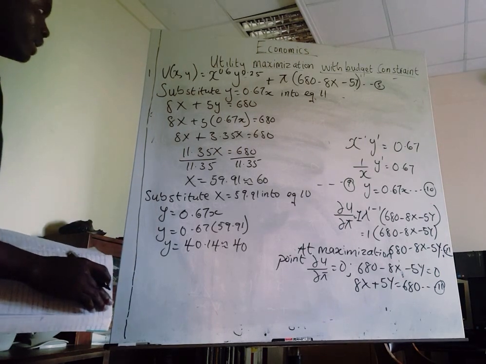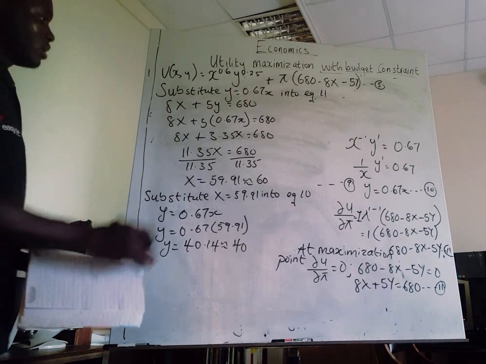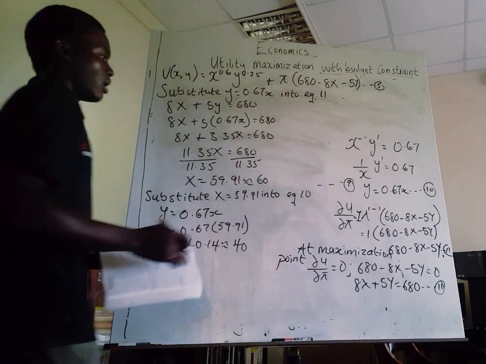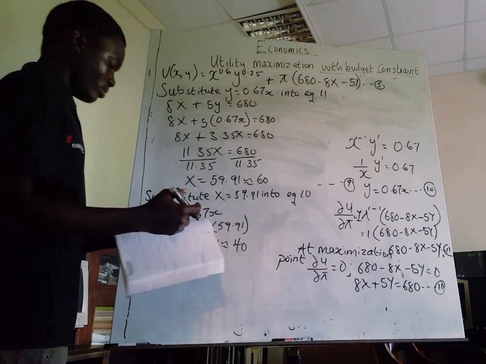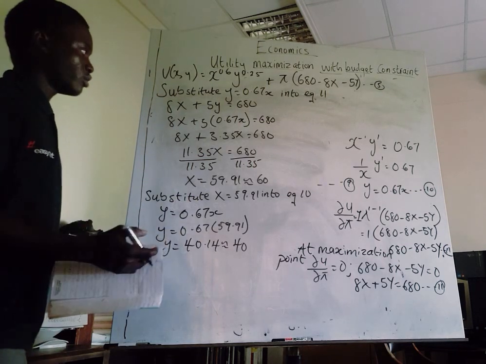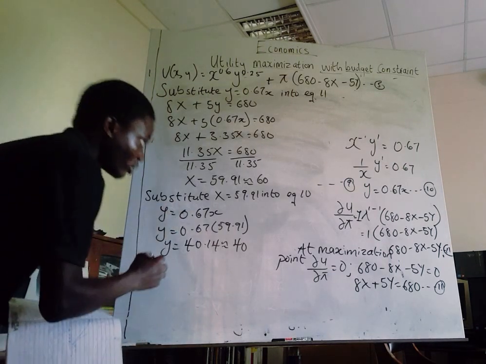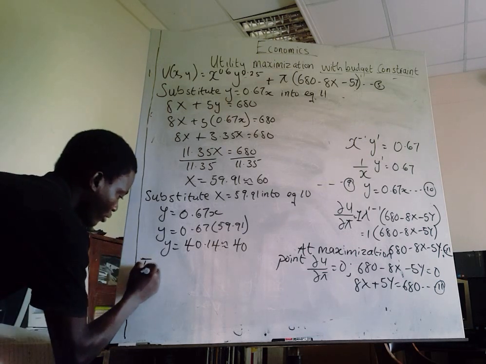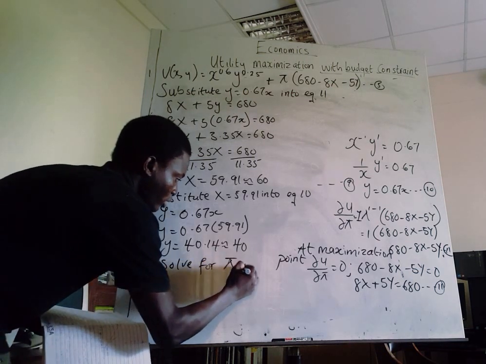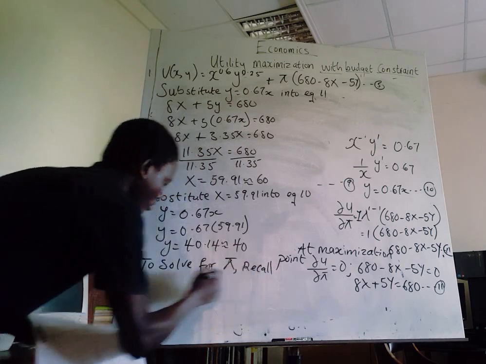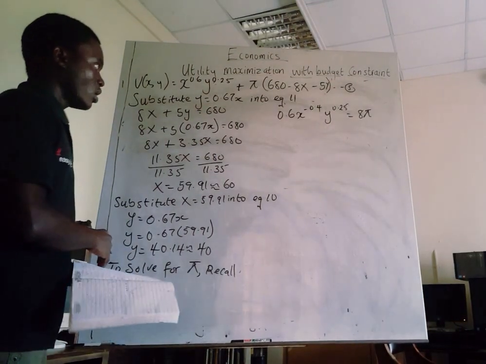Then let us find out what the total utility is. But before that, let's find what our lambda is. We can use either equation 6 or equation 8 to solve for lambda. So let us recall equation 6. Okay, it's actually equation 7. So we recall equation 7.